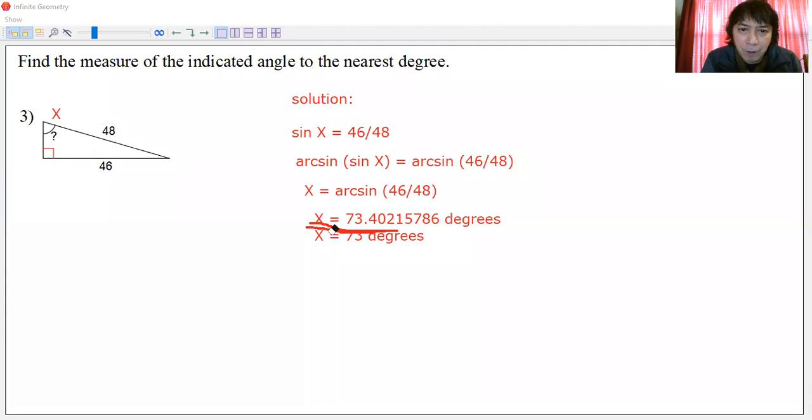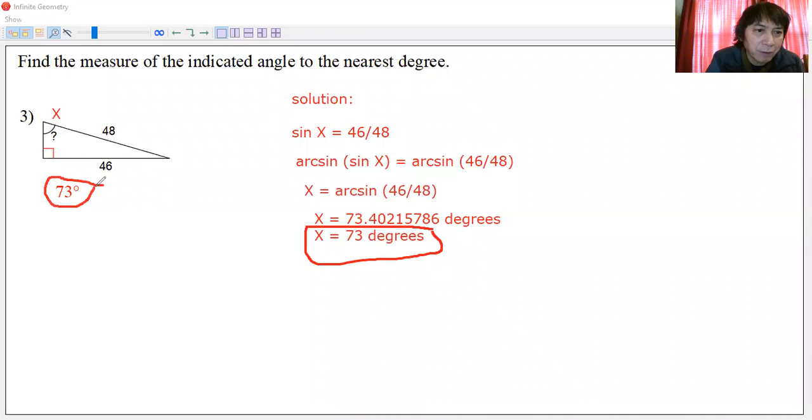I think I've erased it. All right, there. So I'm trying to enclose it. There. Okay, 73 degrees. Let's verify from the computer. 73. Okay. All right. So let's continue with number 4.